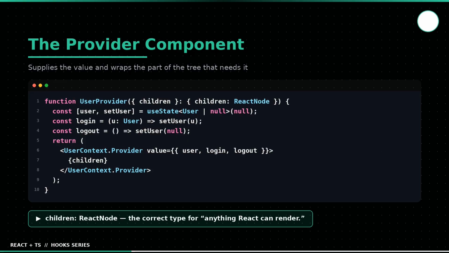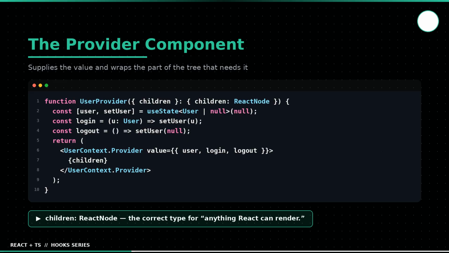A couple of TypeScript details worth pausing on. children: ReactNode. This is the correct type for anything React can render, and it's what lets UserProvider wrap arbitrary JSX. Notice the context value itself is now an object: user, login, logout, not just the raw user. This is the common real-world shape. State plus the functions to update it, bundled together and typed with one interface, UserContextValue.